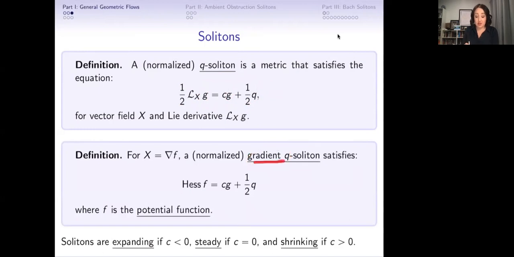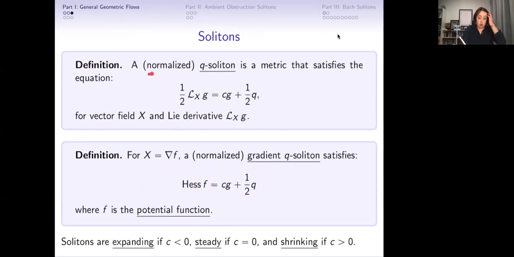Okay, a gradient soliton, all that means is that for my vector field X, I'm going to be looking at the gradient of some function f. I'll call f my potential function here, but when I plug in gradient of f for X, I see that this Lie term just becomes Hessian of f. And the Hessian is what we know and love from multivariable calculus. It is that matrix of second order partial derivatives. It's the same Hessian of our multivariable function f. And then it's still going to be the same thing on the right-hand side.